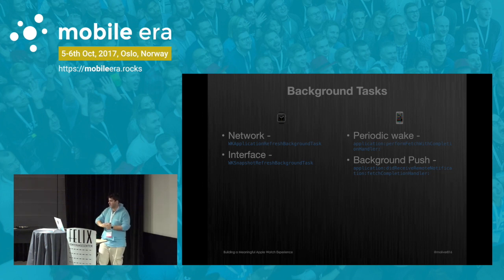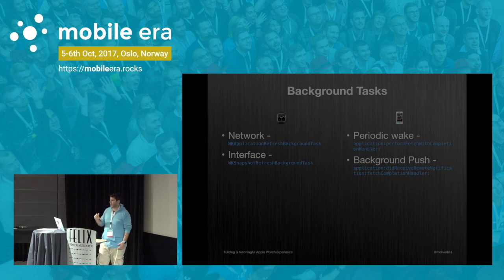First, there's the network one, or the class name WKApplicationRefreshBackgroundTask, because that's obviously easy to remember. All you really need to know about it is this is a task that the watch can decide, I'm going to start your app up. You can go out and make a network call, download whatever it is that you need, and have that information ready and available for the user. So that one's incredibly powerful.